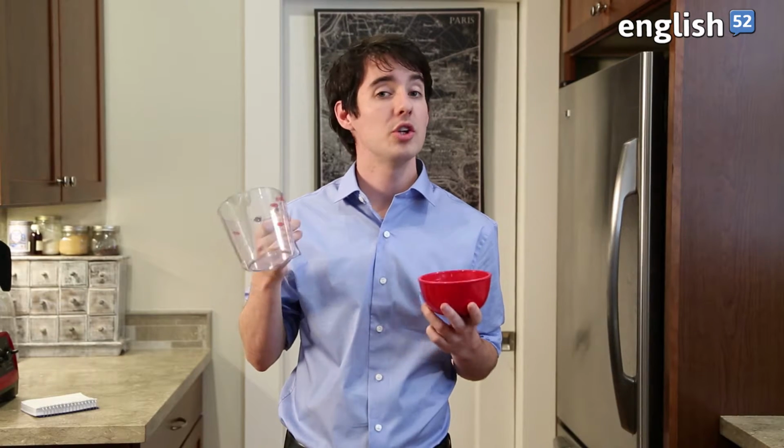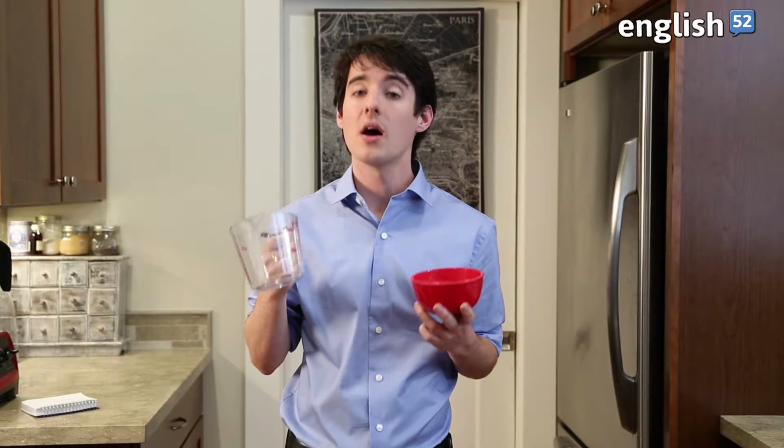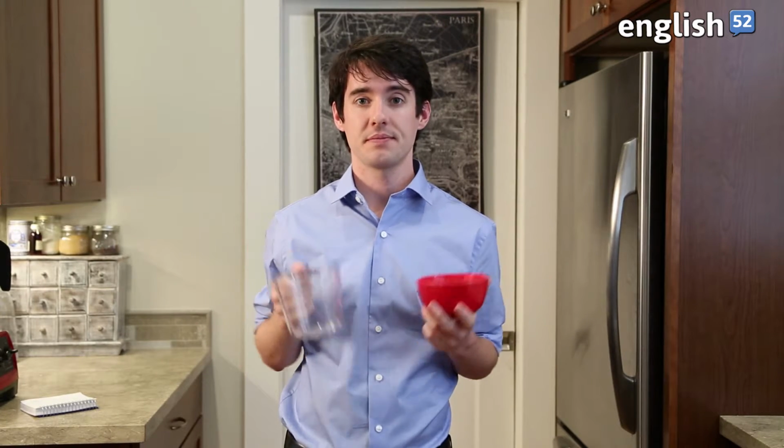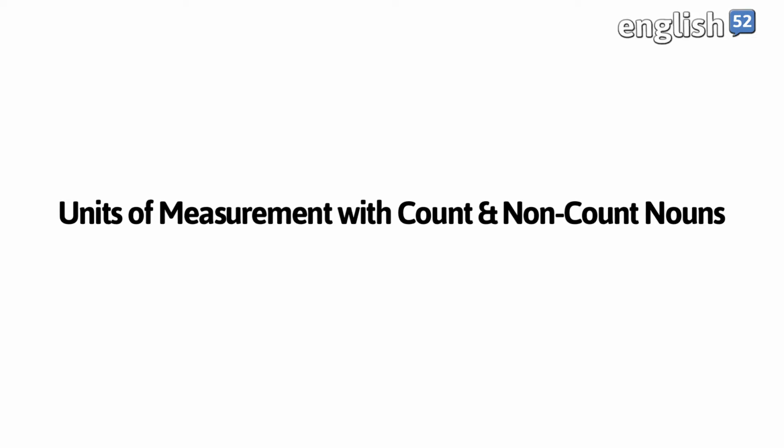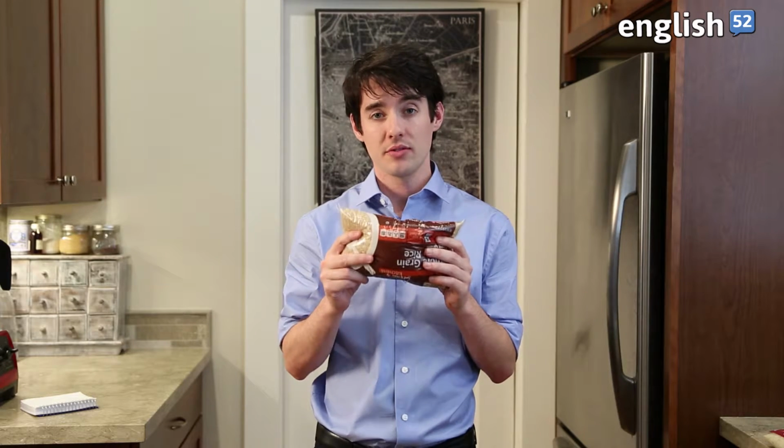but we can use units of measurement to count some non-count nouns. Now let's learn more about units of measurement. We use units of measurement to count both count and non-count nouns. Units of measurement also tell us how much or how many we have of something. For example, I have a bag of rice. A bag is a unit of measurement that helps me count the non-count noun.